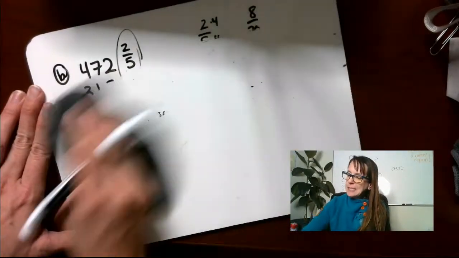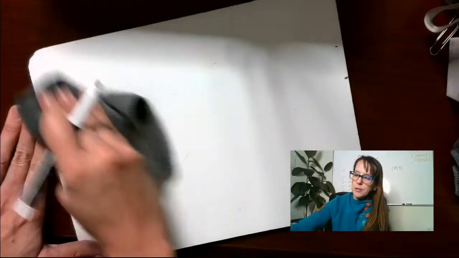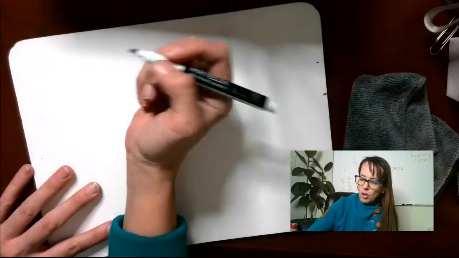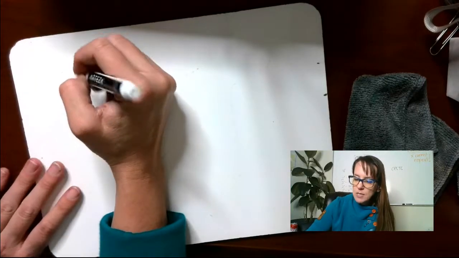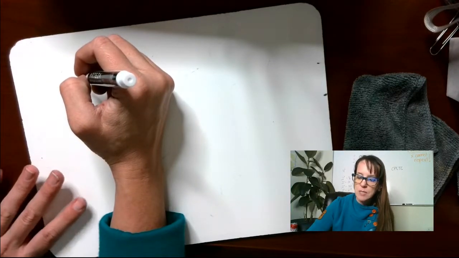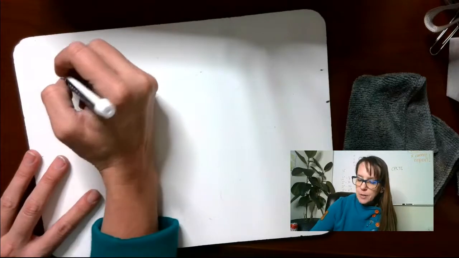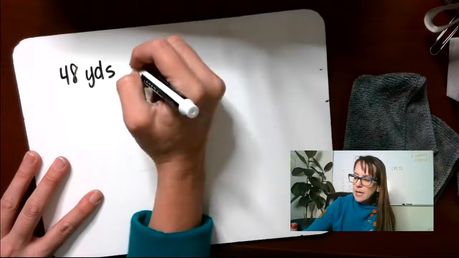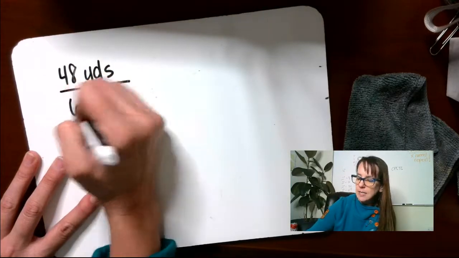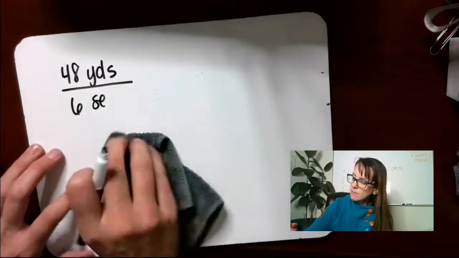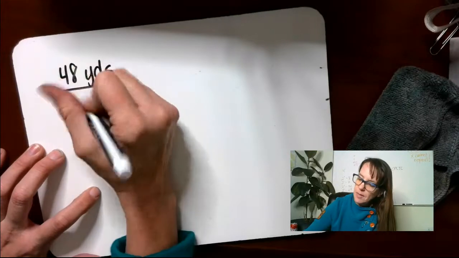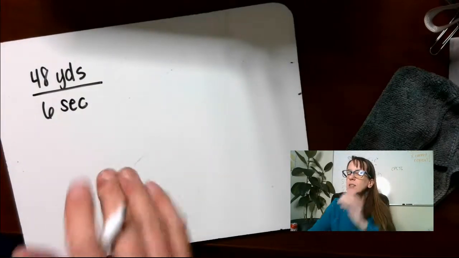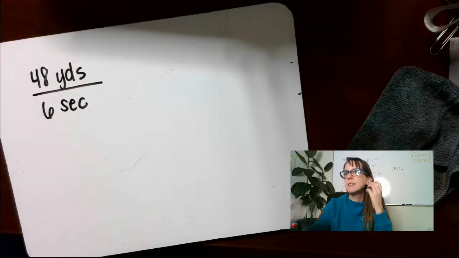All right, for C, we are going to do Roger could travel 48 yards in 6 seconds. What was his rate in yards per second and what was his rate in seconds per yard? So 48 yards per 6 seconds. Okay, so we want the ratio in yards and then the other way around. Yards to seconds and then seconds to yards.